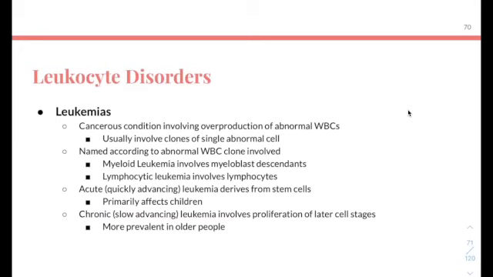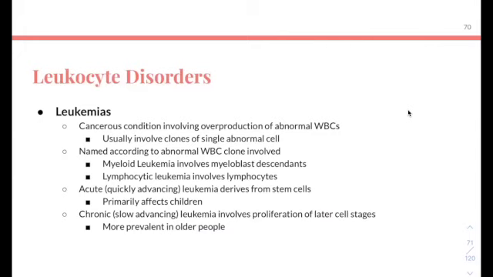And it starts with the clone of a single abnormal cell, and that single abnormal cell keeps reproducing over and over again. So they're named based off of that abnormal white blood cell clone that creates the problem. So we get myeloid leukemias and lymphocytic leukemias. Myeloid involves the myeloid descendants, while lymphocytic leukemias involve lymphocytes.